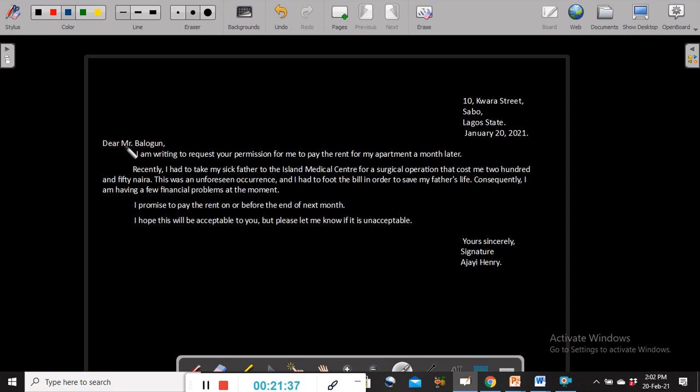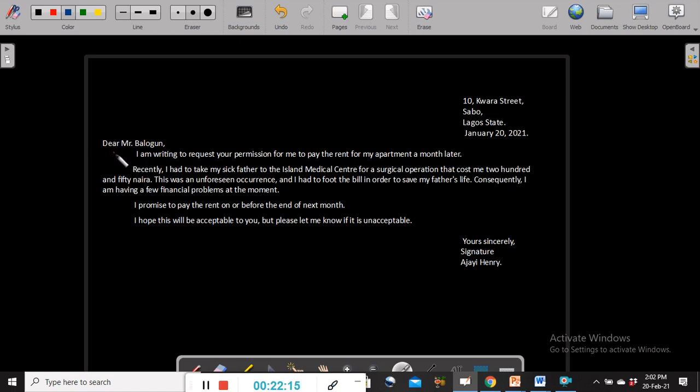to address the person with a title, either Mr. or Mrs. or Miss or Chief or Doctor or Professor, whatever may be the title applicable. You put it before writing the person's surname. If the person is a doctor, you can write Dear Dr. Balogun. If it's a chief, you write Dear Chief Balogun. If it's a mister, you write Dear Mr. Balogun. And then this is followed by a comma.